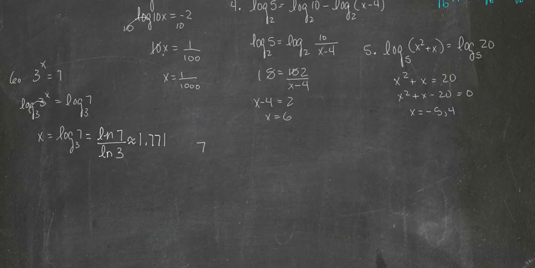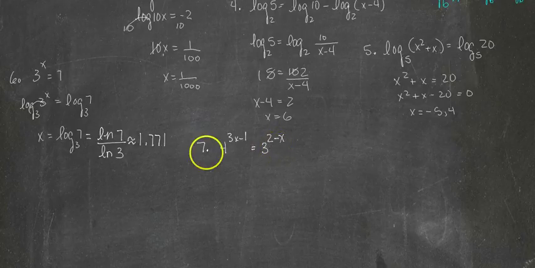So let's look at a slightly more complicated version of number 6. In this case, I want to solve 4 raised to the 3x minus 1 is equal to 3 raised to the 2 minus x.